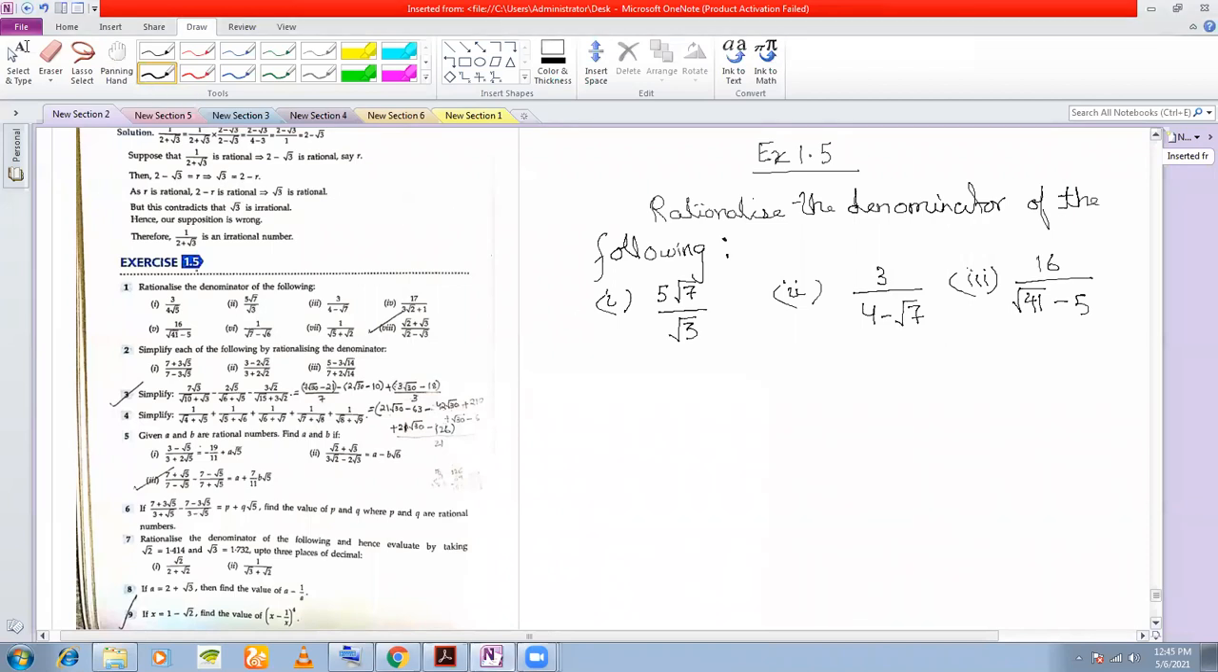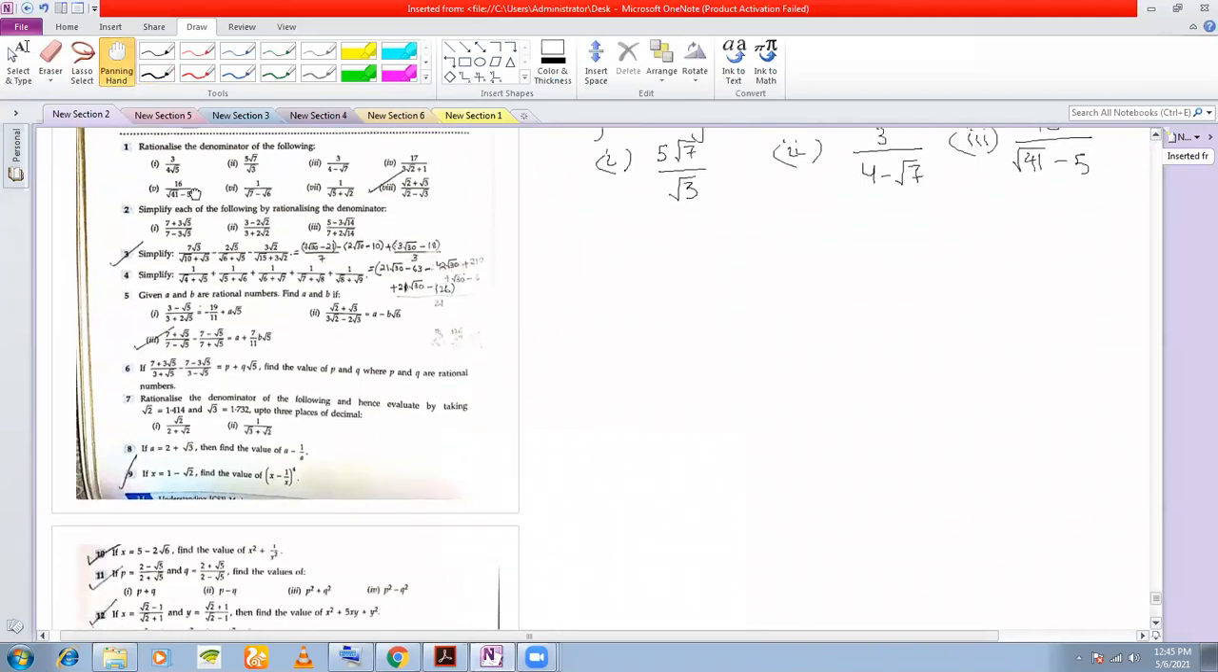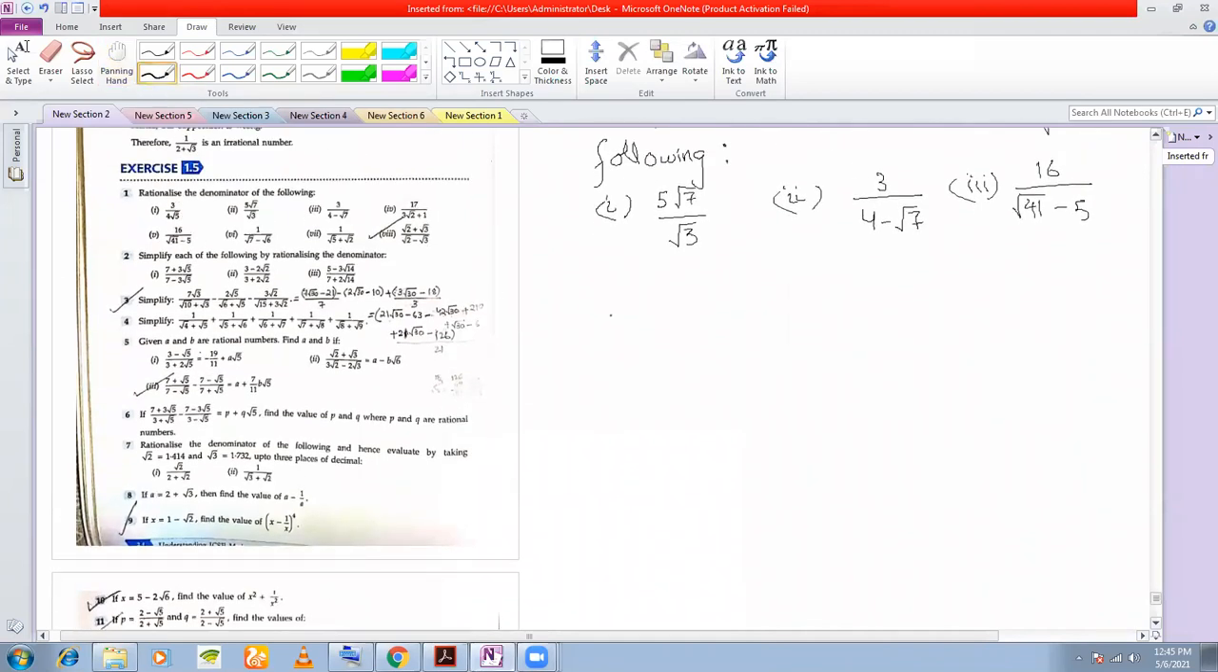So first let me rationalize, then I will tell you why we rationalize the denominator. Why don't we rationalize the numerator? Why do we always rationalize the denominator? There is a reason why we always rationalize the denominator. So let us see how we rationalize the denominator, and then we shall see why we do it.